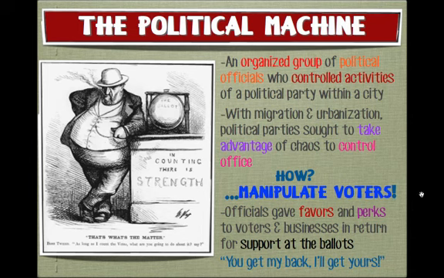Businesses that would support political candidates would often be rewarded by being given contracts, construction contracts, or doing work for the city. That made sure the businesses or people would in turn continue to support these politicians, or they could be offered jobs. So it wasn't a very good system.